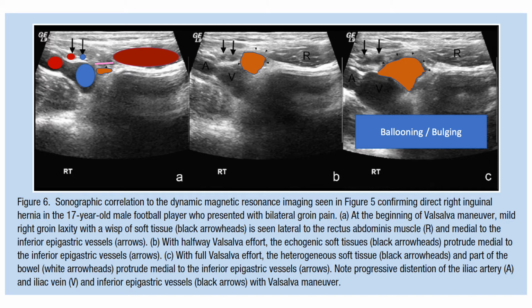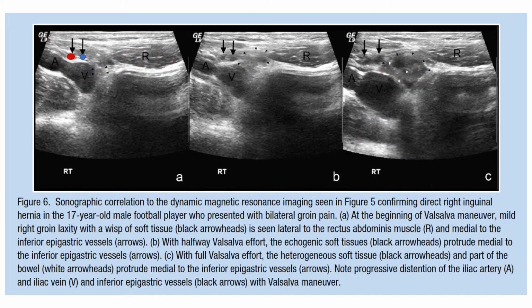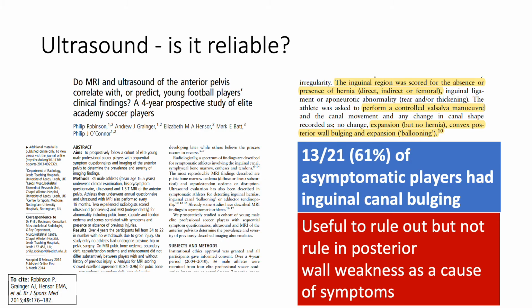How reliable is the test? Well, it's very open to interpretation, as everything is on ultrasound. It's very much useful as a test to rule out hernia. If we don't see bulging of tissue in relation to the epigastric vessels, then we can confidently exclude a hernia. However, what is known is that many people do have asymptomatic hernias, so the test is not very useful for ruling it in.